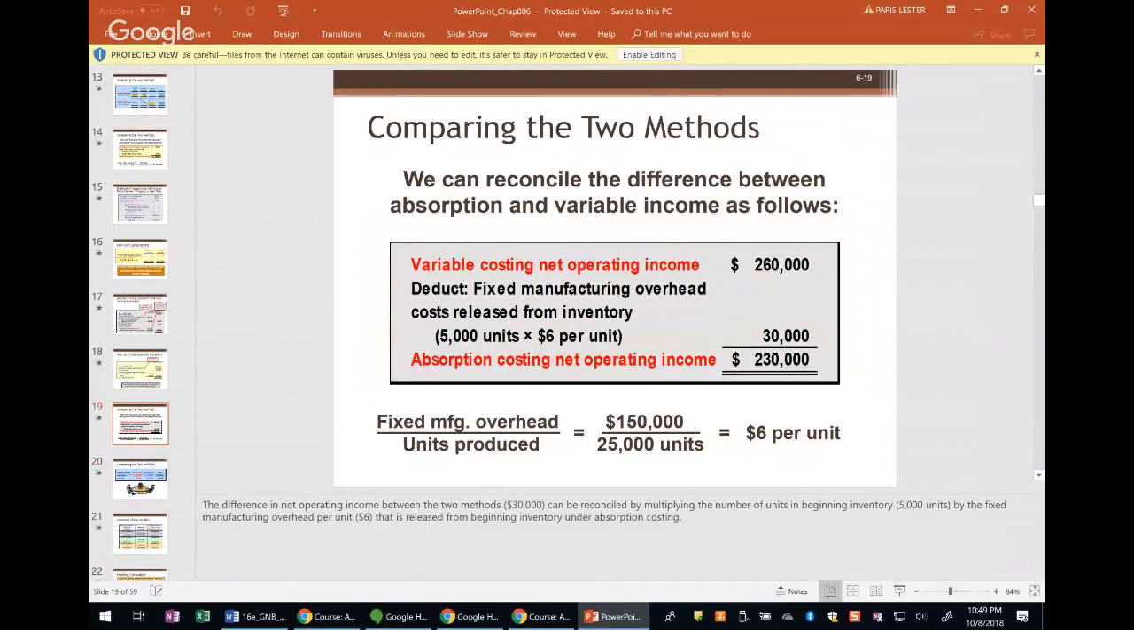And if we compare the two methods, net income here is 260. Absorption cost net income is 230. And you have to find a difference in some cases. Fixed overhead costs related to inventory is of course $6. And we'll be looking at that later too, how to figure that out, okay?